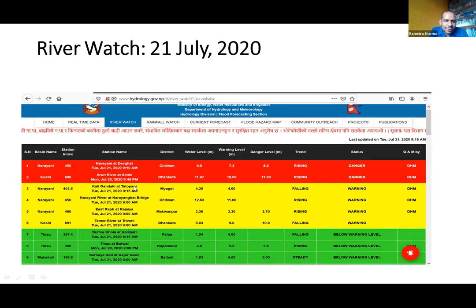Similar for this, and for this yellow color, the river has crossed the warning level. And for the normal water level, it is shown in green color.